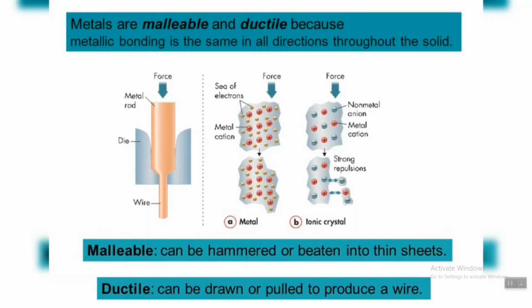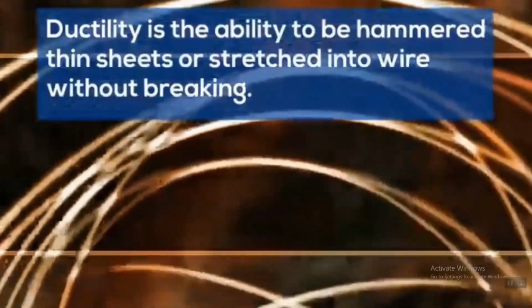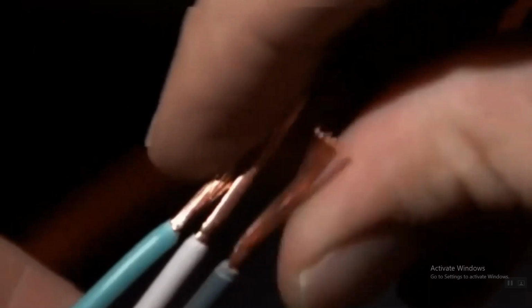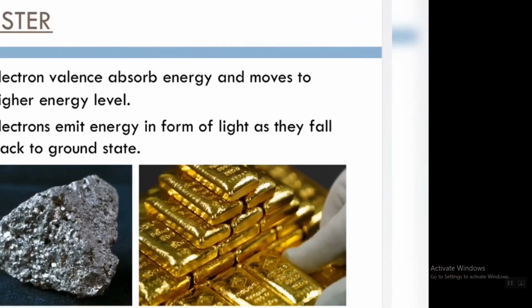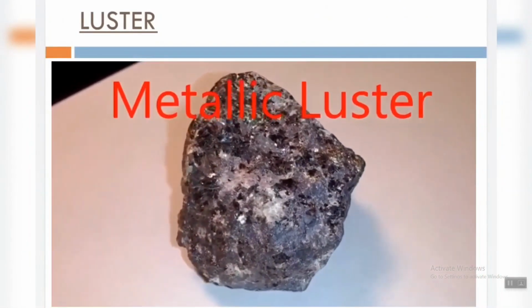As we know, metal is malleable, so it is also ductile. What is the meaning of ductility? Ductility means if we pull it, it is going to stretch rather than break. Metal is also lustrous. What is luster? Luster is like shiny. So why is metal shiny?